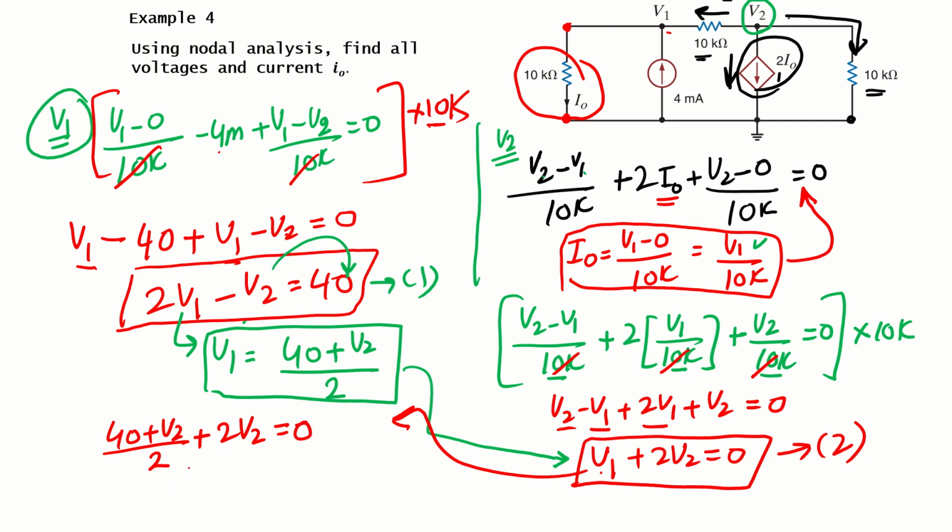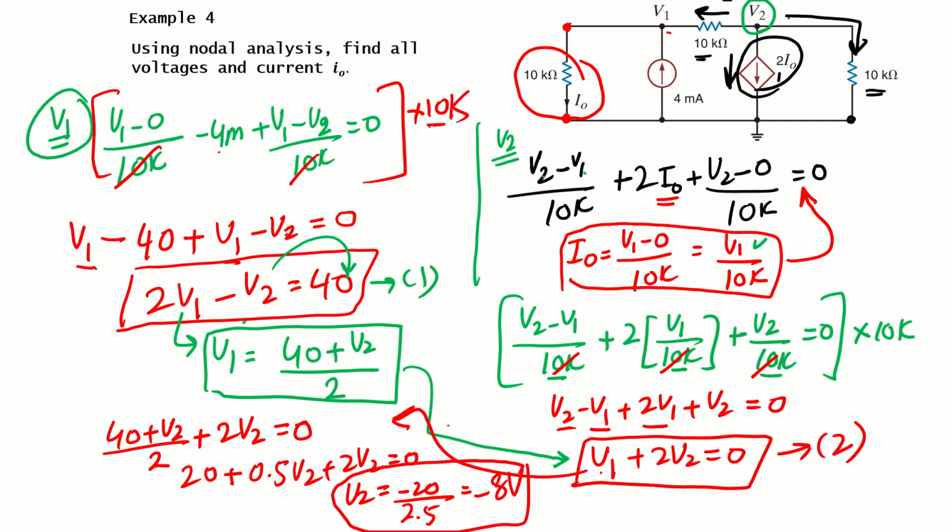Let's simplify. 40 divided by 2 is 20. Then 1 over 2 will be 0.5 of V2, plus 2 times V2 is equal to 0. So 0.5 V2 plus 2 V2 will give me 2.5 V2. So V2 basically is equal to minus 20 divided by 2.5. So what is the answer? 20 divided by 2.5 will give me basically minus 8 volt. So this is the value for V2.